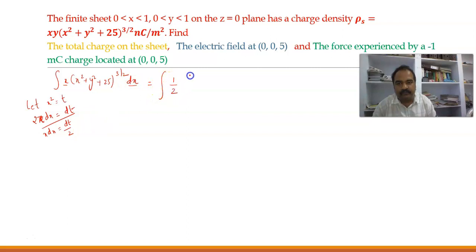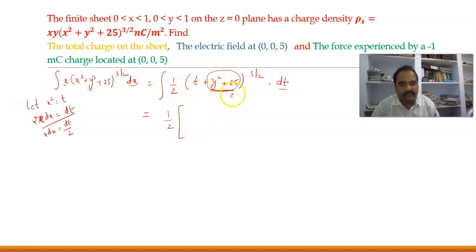So I'll write it as 1 by 2 integral of t plus y square plus 25 whole to the power of 3 by 2 into dt. Okay. So now this one, this is a constant because I am going to integrate it only with respect to t, right? So this will just be like a constant, some k, right? So now t plus k whole to the power of 3 by 2. This is also a constant. So I have nothing to do with this one. So it is just like a single power expression where t plus k whole to the power of 3 by 2. So what I will get here? I will get t plus y square plus 25.